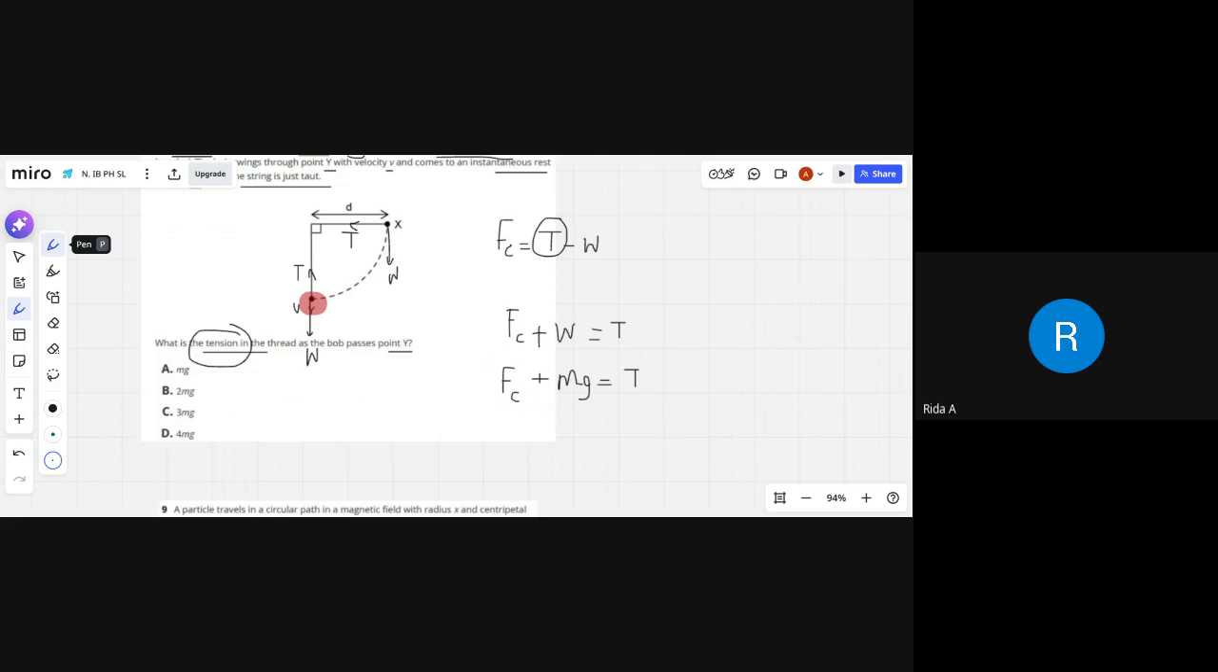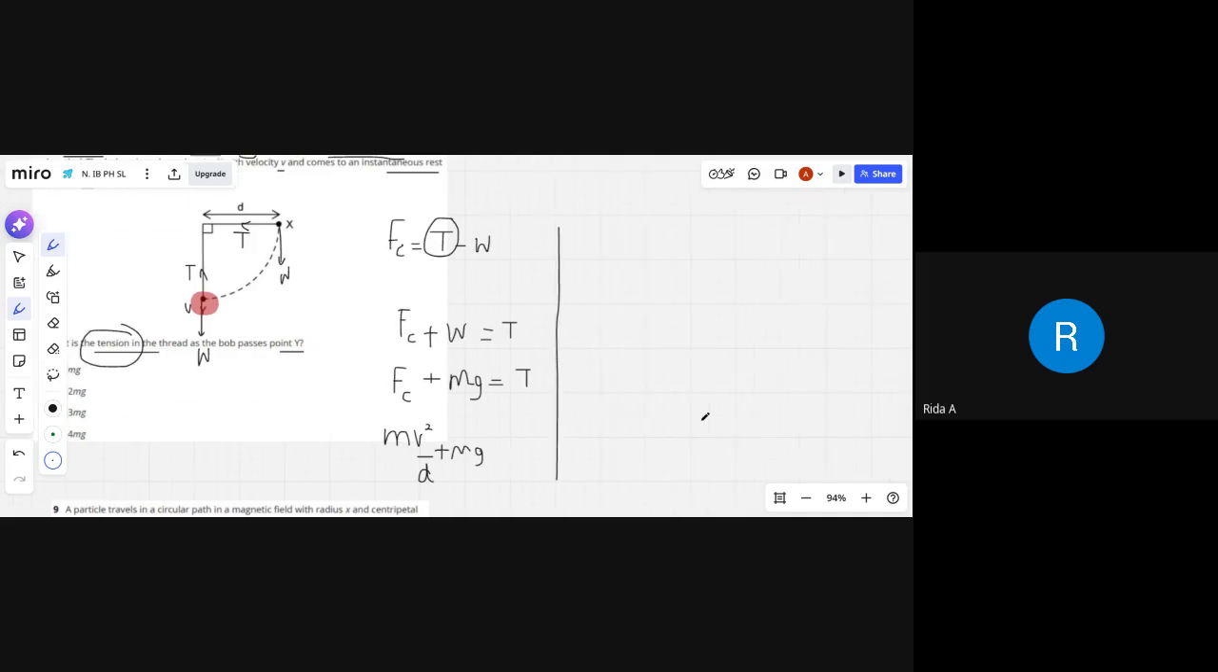And what's the formula? Can you recall the formula for centripetal force? It's m times v squared over r. And r in this case is the distance d, right? Plus mg is our tension. I don't think we've covered this formula, but it's a good point to introduce it.